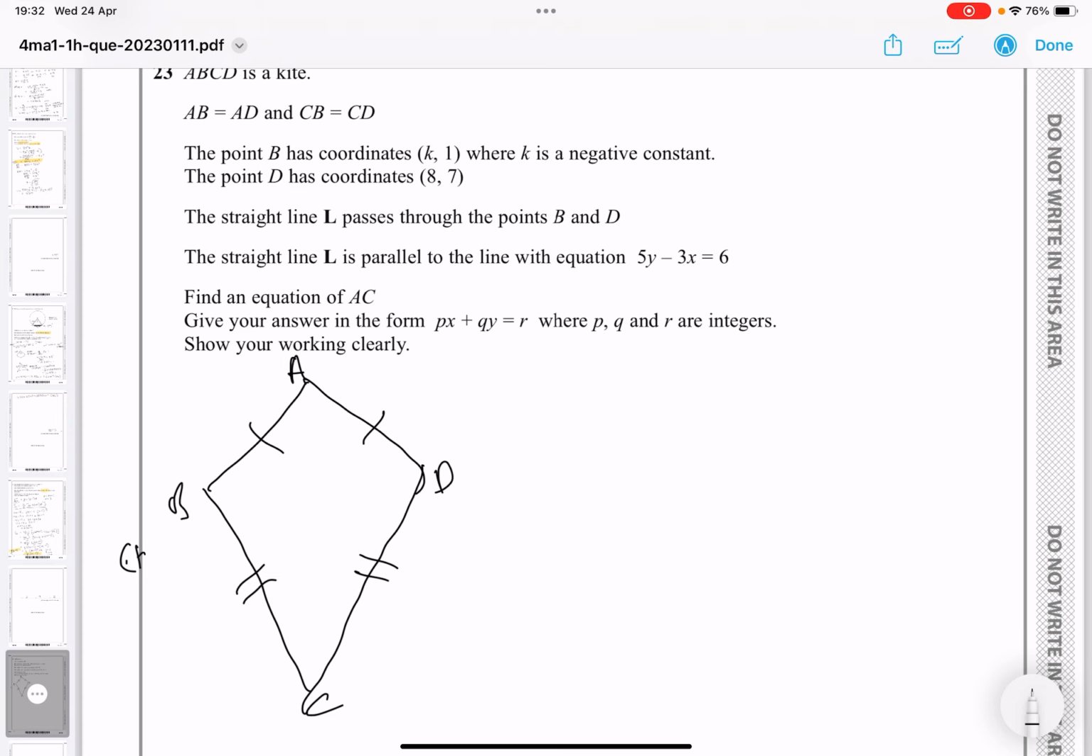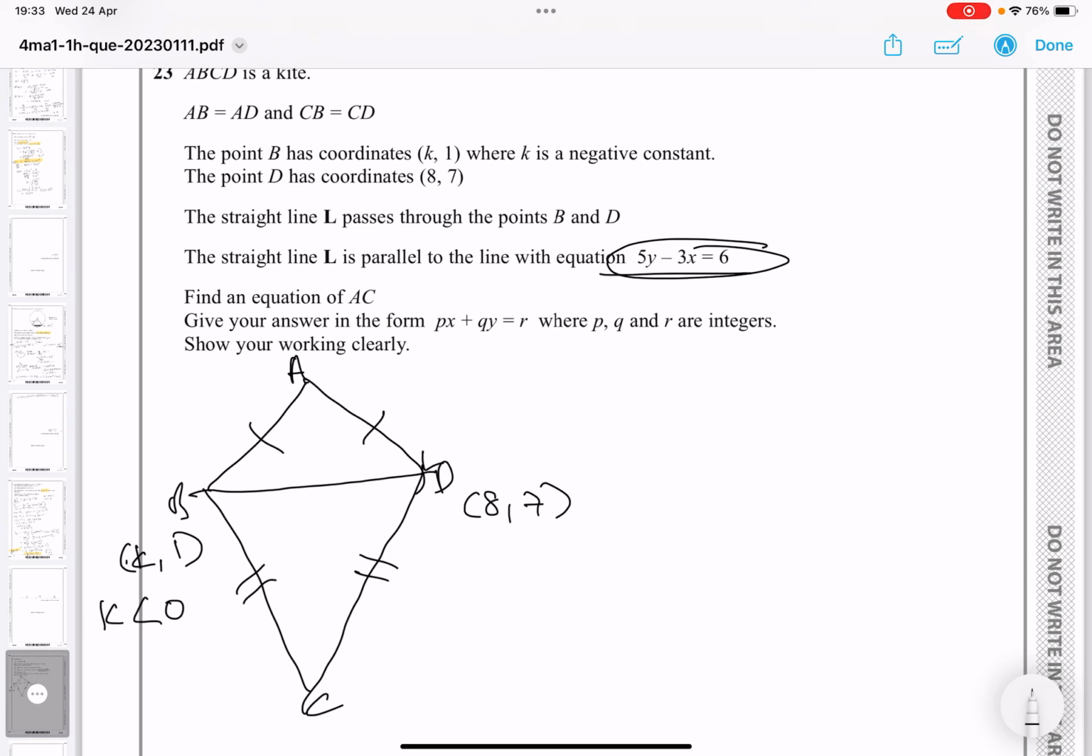Point B has coordinates (k, 1), where k is less than 0 because it's negative, and point D has coordinates (8, 7). And straight line L passes through BD. So that's line L, and it's parallel to the line with the equation 5y minus 3x equals 6. When you think of parallel, you've got the equation of a line, you want to immediately think of gradients, because the gradient of L can be found by working out the gradient of this line over there.